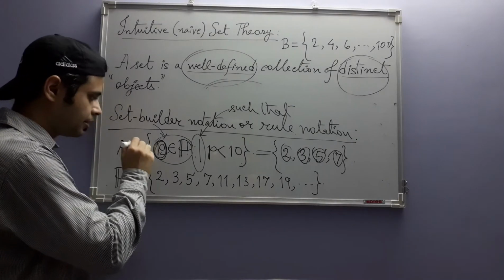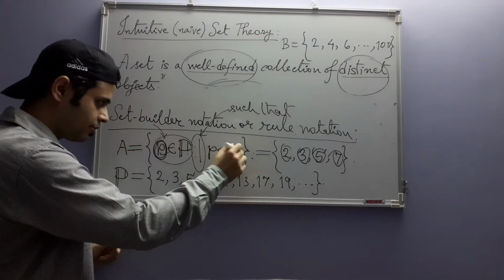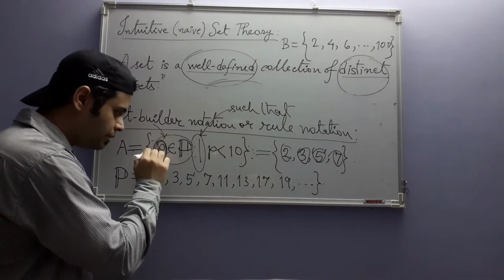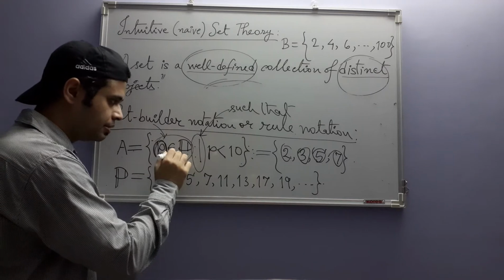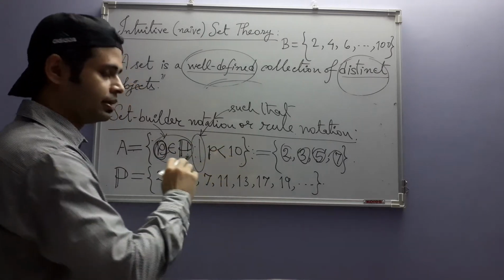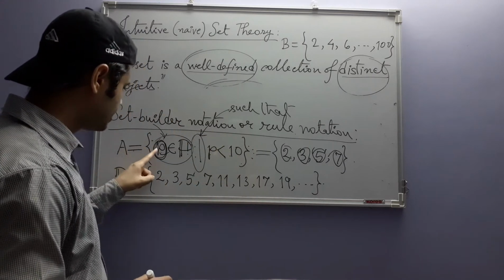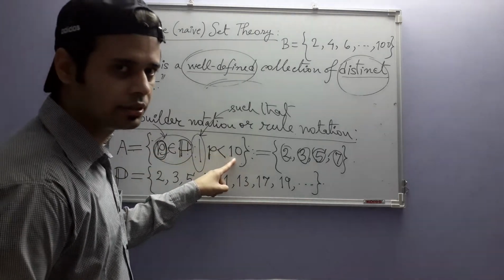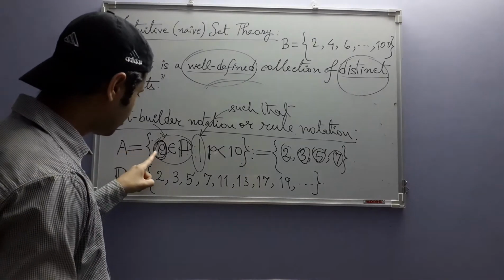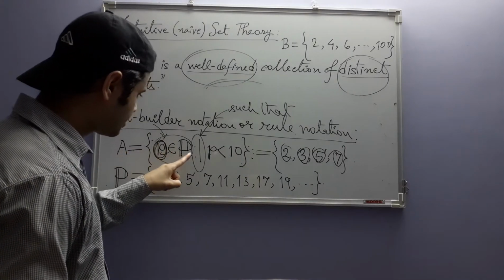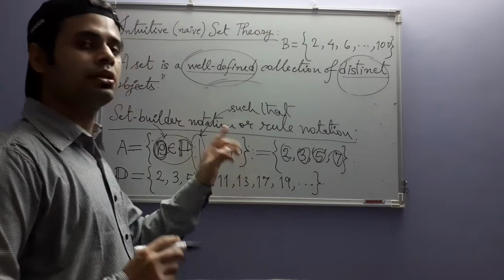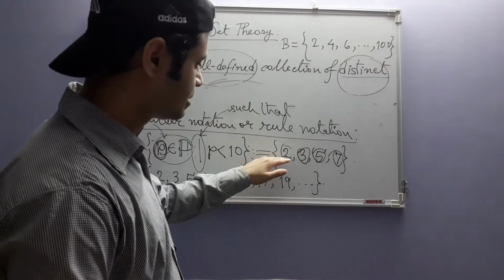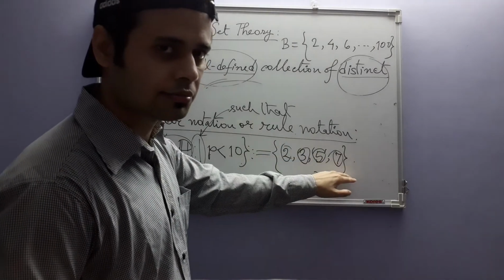So if I read it out, it sounds like this. A is the set of, these two brackets mean the set of, those p belonging to capital P such that p is less than 10, or A is the set of those prime numbers that are less than 10, or A is the set of prime numbers such that the prime number is less than 10, and there are 4 prime numbers less than 10, 2, 3, 5 and 7.